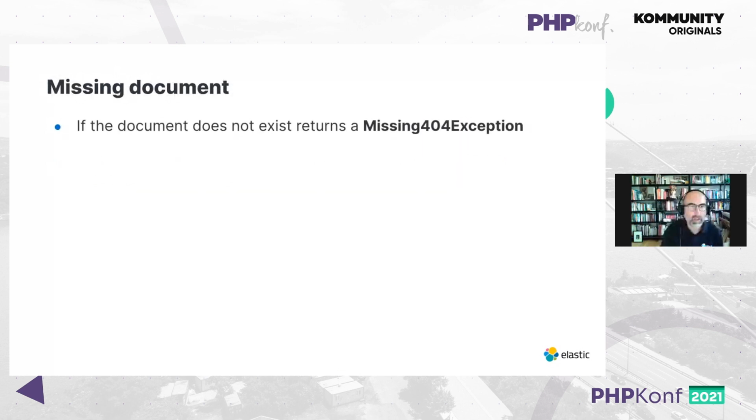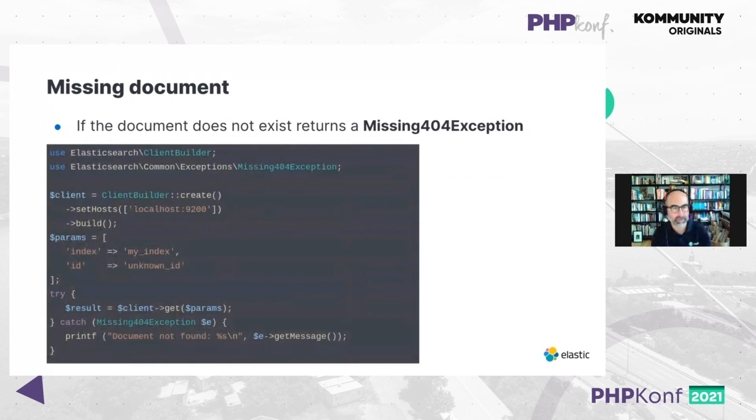As I mentioned, if you have any error, we throw an exception. For instance, if you try to get a document that does not exist, you will get back a missing 404 exception. How can you manage this? You manage it using try catch as usual.